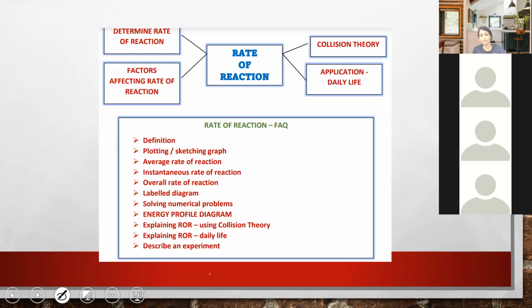In this chapter, all that is mentioned in my slide here is important. You must know the definition. You must know how to sketch a graph. You must know average rate of reaction. This one, no tangent. You must know instantaneous rate of reaction. This one got tangent. You must know overall rate of reaction, which I'm going to do shortly for you.